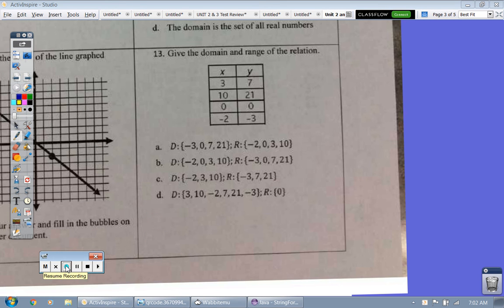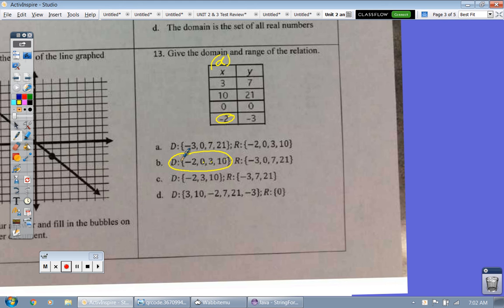13. Give the domain and the range. Well, here's my domain, here's my range, and they put them in order from least to greatest here. So let's start here. This is my domain. It's in order from least to greatest, so they're going to say negative 2, 0, 3, and 10. Negative 2, 0, 3, and 10. So this is correct.